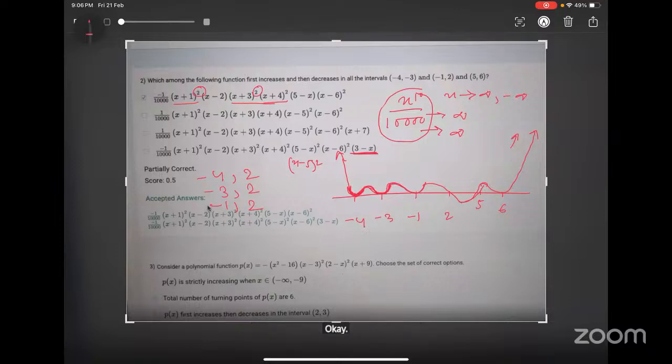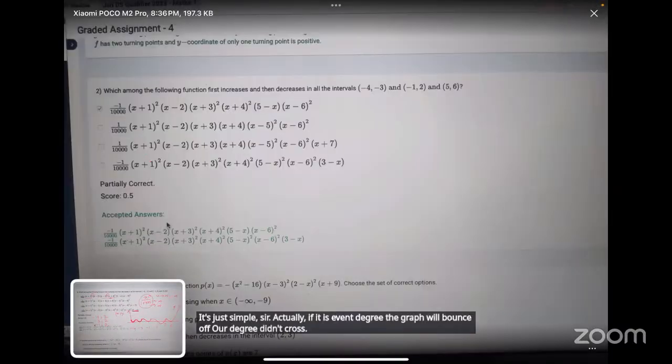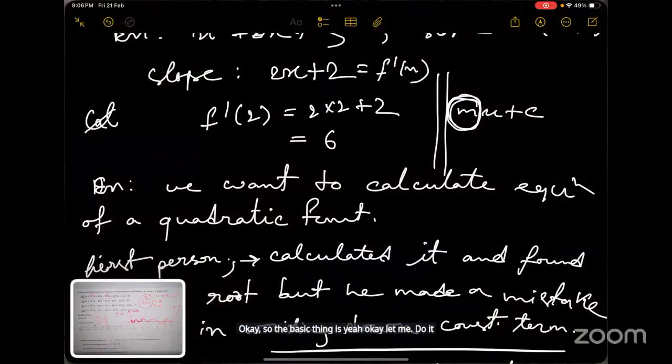-1, I'm not able to understand this. It's just simple, sir. Actually, if it is even degree, the graph will bounce off. If it is odd degree, it will cross. That is the basic thing. Okay, let me do it in a note.